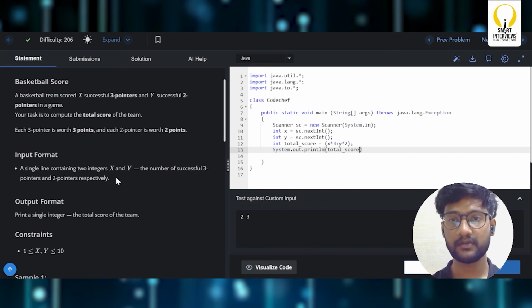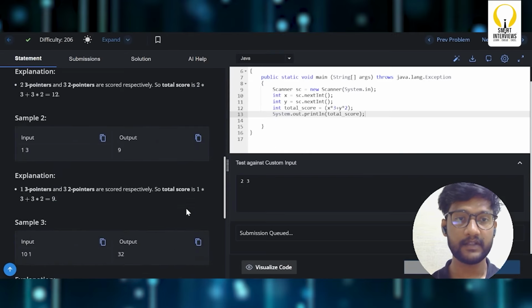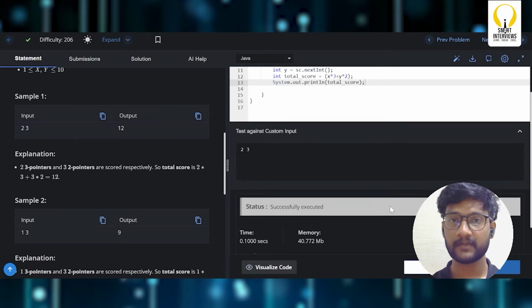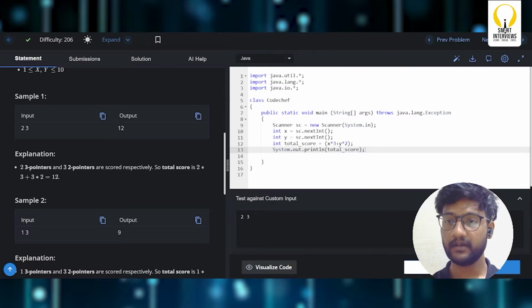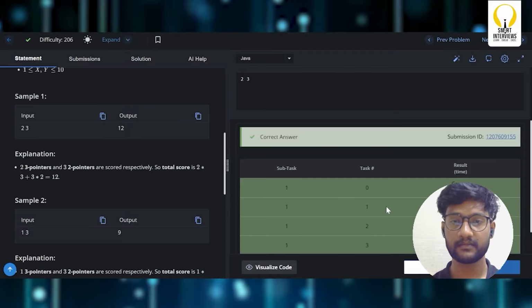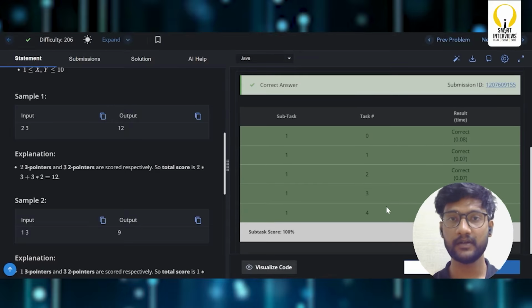total score. So if you run this, we will see whether it executes for the test case or not. If you see, the expected output is 12, and our output also came as 12. Now we will try to submit it. So got it, right? Now we will discuss the second problem, guys.